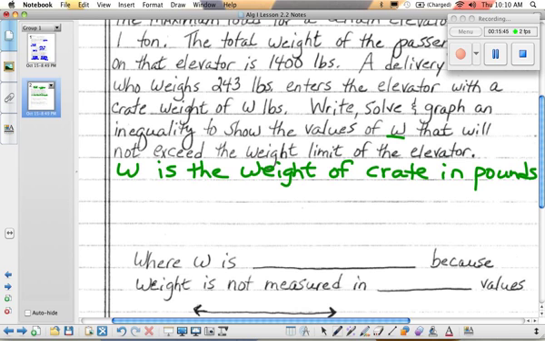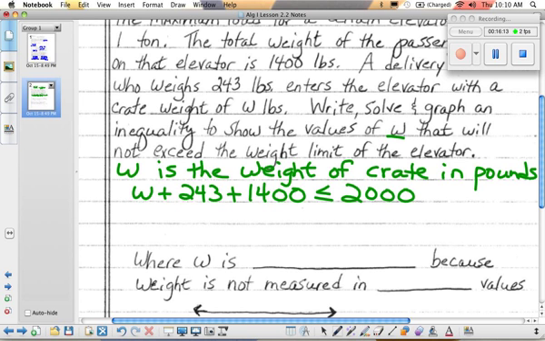W plus 243 plus 1,400 pounds is less than or equal to 2,000. Okay, let's evaluate this and see if we think this will work. W is the weight of the crate, right? We said, in pounds. 243 is the delivery man's weight. He's coming on the elevator.